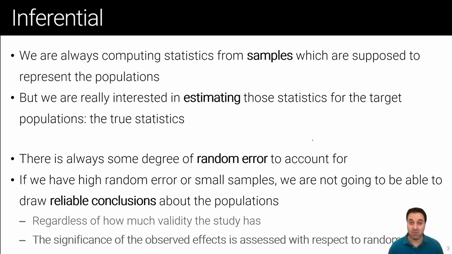And what we have to keep in mind all the time is that the significance of the effects we observe in a sample are always assessed with respect to the amount of random error. So we might have a very large effect. We might observe a very large effect in a sample, but if we have a very large random error, we can't really say if what we are observing is really the effect or just the random error. We're going to see now some example of it.